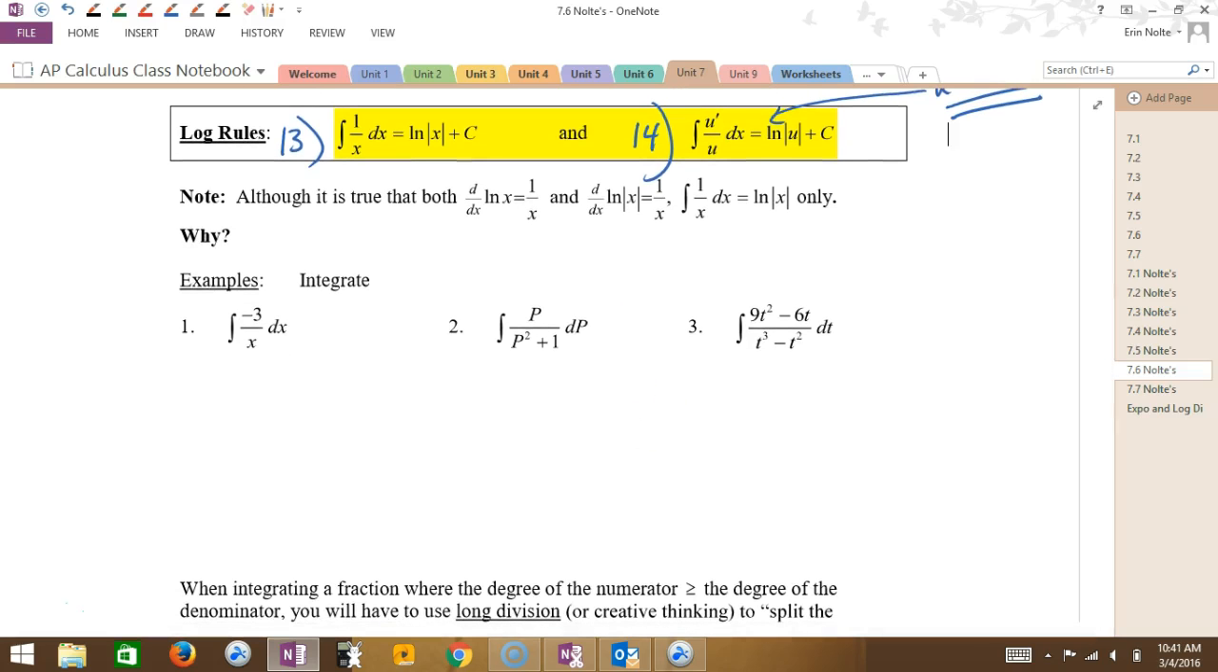Number 1. The first thing I noticed off of number 1 is that there's a -3 on the top. So the first thing I'm going to do is pull this away and rewrite it as -3 times the integral of 1 over x dx. And this little piece is exactly rule number 13. So what is the integral of 1 over x? The natural log. So it's just -3 times the natural log of the absolute value of x. Don't forget your plus c.